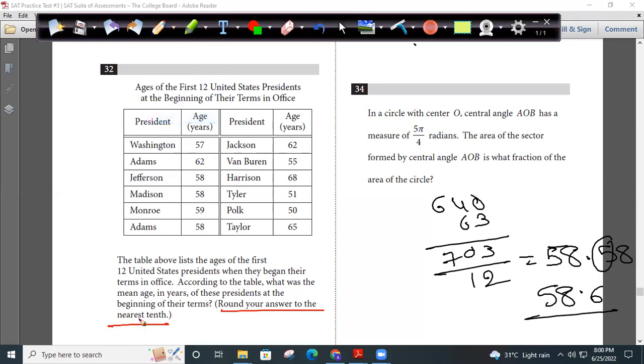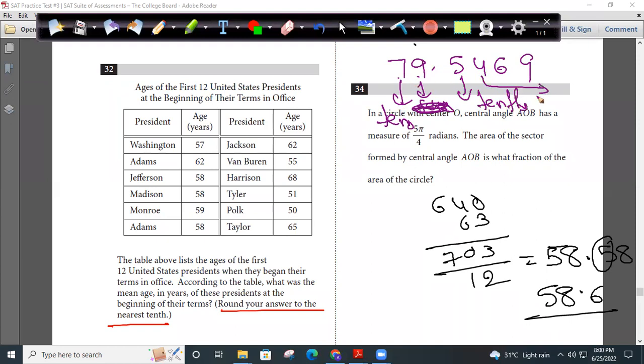So what is the meaning of rounding off to the nearest tenth? Suppose I have 79.5469. Nine is called units. 0.5 is called tenths. Seven is the tenths digit of the 79.5469 in the decimal part, and the fourth is called hundredth. Why? Because 0.5 is 5 by 10. What is 0.54? 54 by 100. Hundredths. Thousandth.